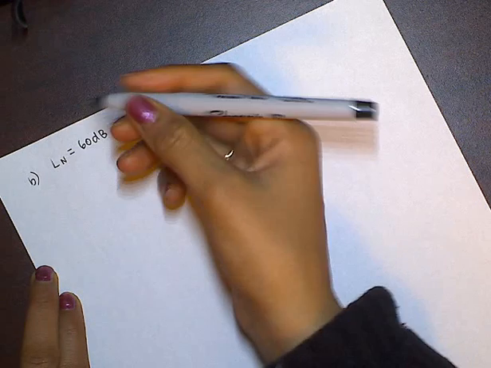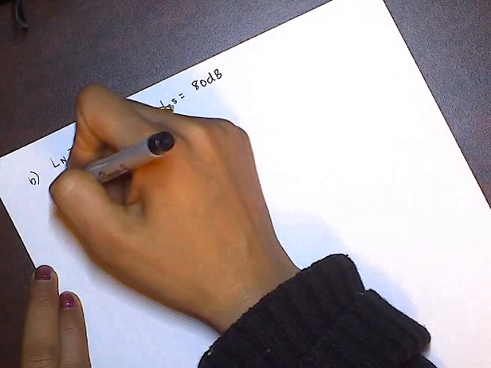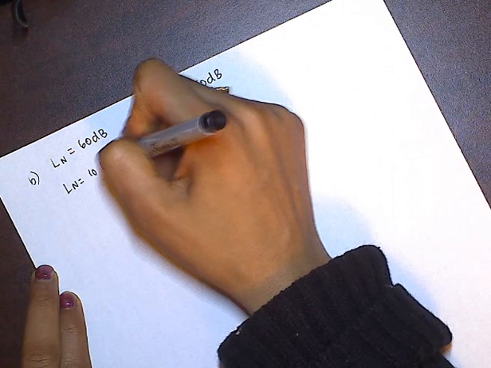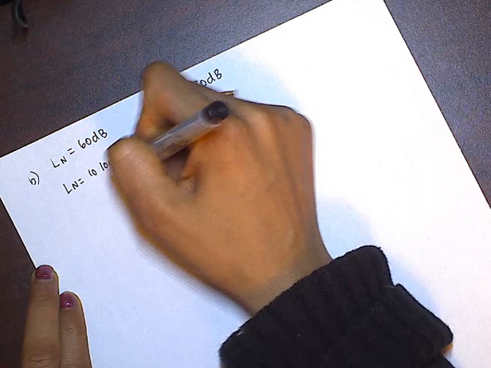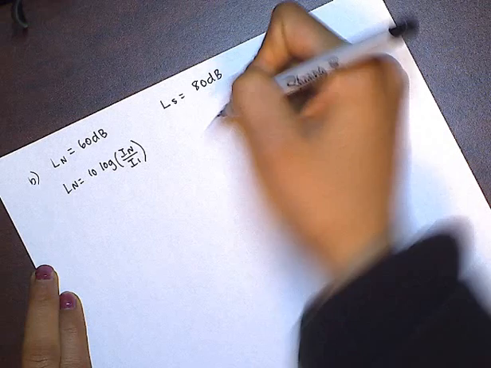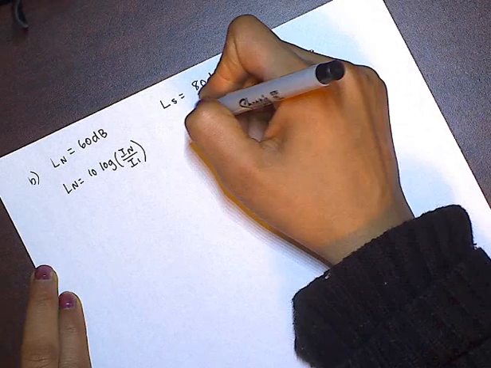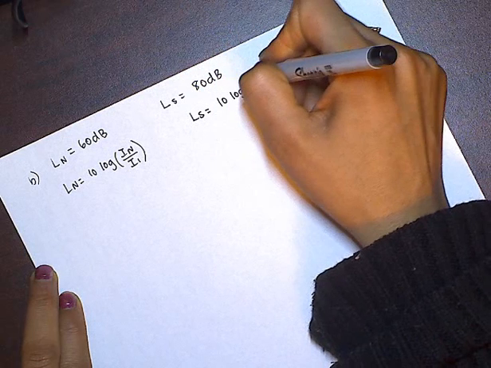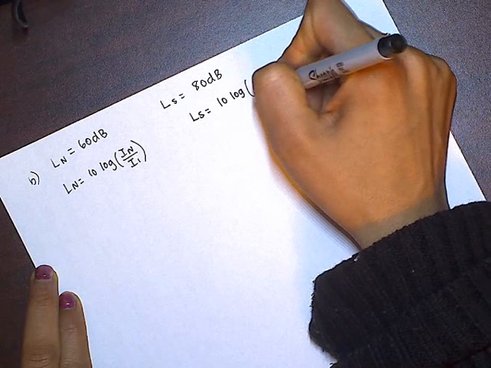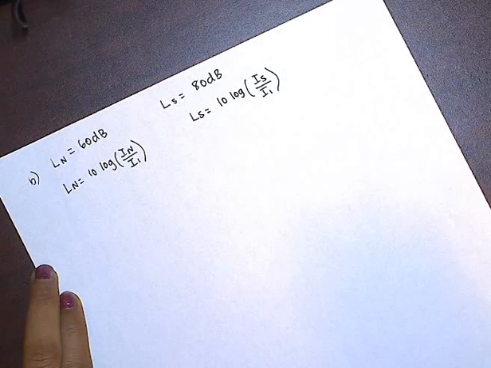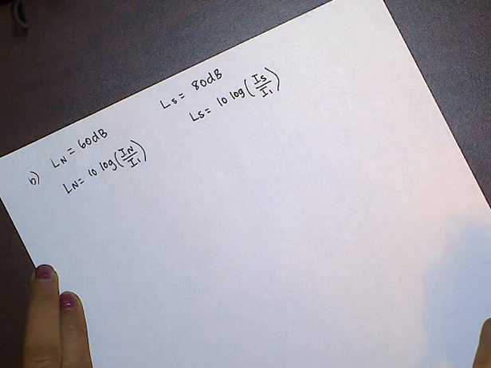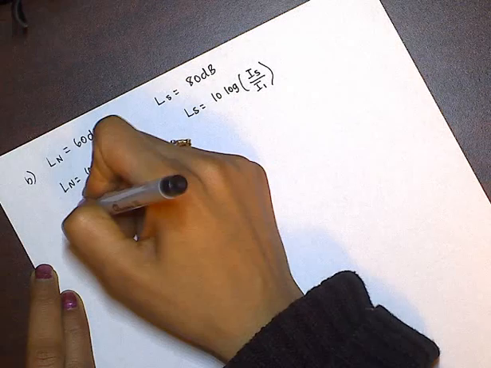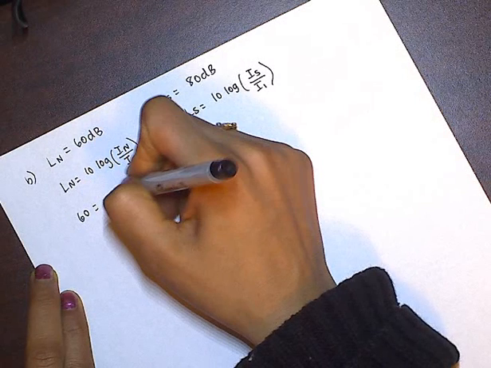So Ln is going to equal 10 log of In over I1, and same thing over here, Ls is going to equal 10 log the intensity of shouting versus my normal minimum detectable intensity. And let's go ahead and plug in the information. 60 equals 10 log In over I1.